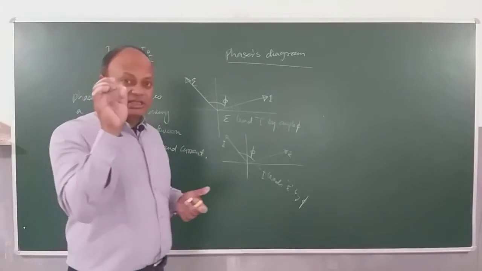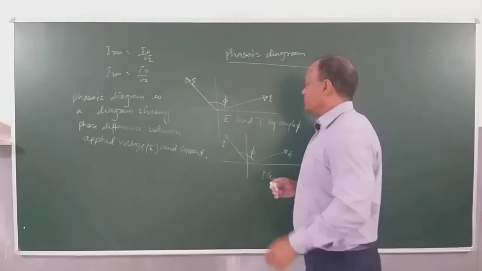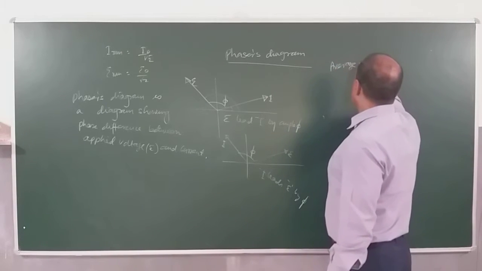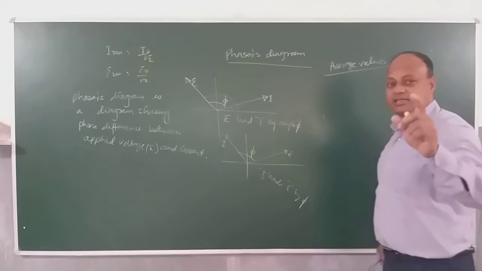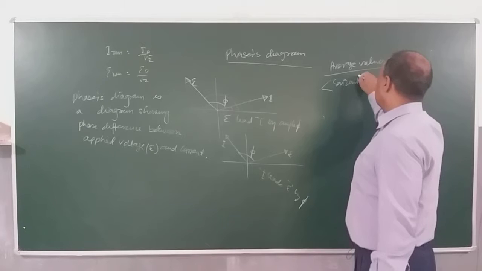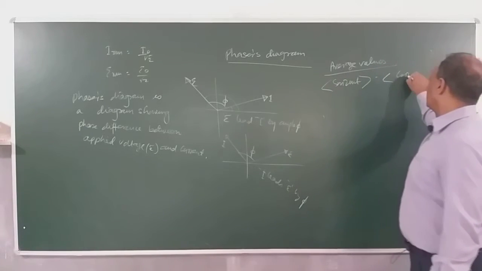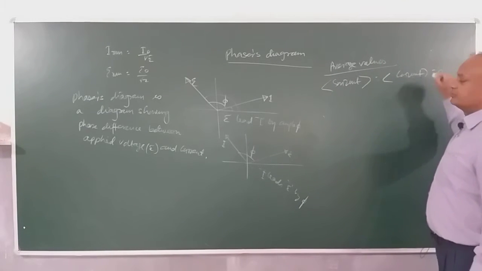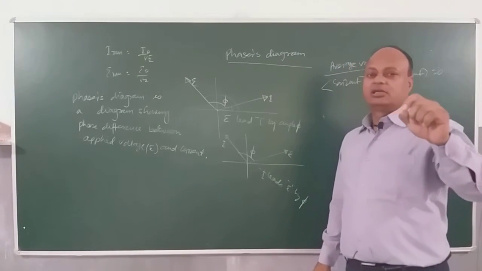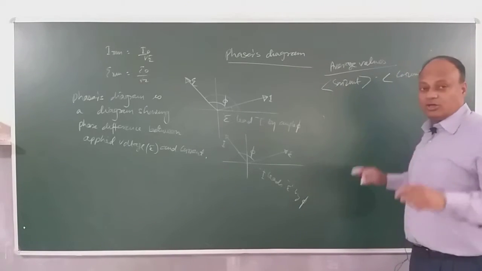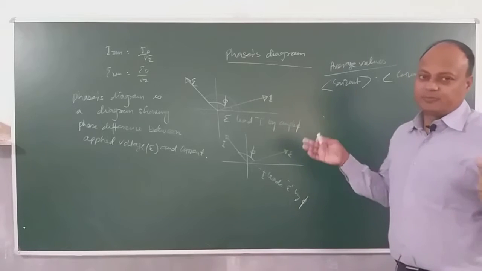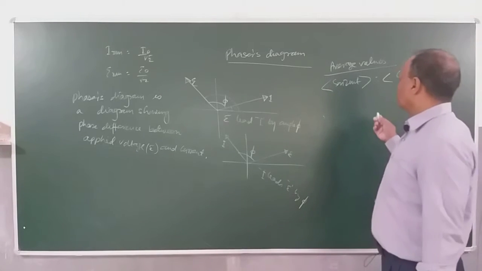One more thing I want you to understand, the average values. We will be using these average values very often. If you can't integrate, then use these average values. Average value of sin 2 omega t will be same as average value of cos 2 omega t, and this will be 0. Average value of sin 2 omega t or cos 2 omega t will be 0. Similarly, average value of sin theta is also 0 and cos theta is also 0, because they change between plus 1 to minus 1, right?